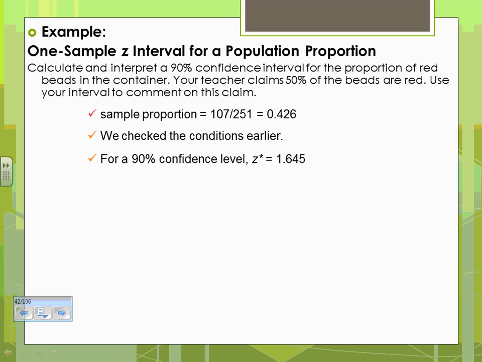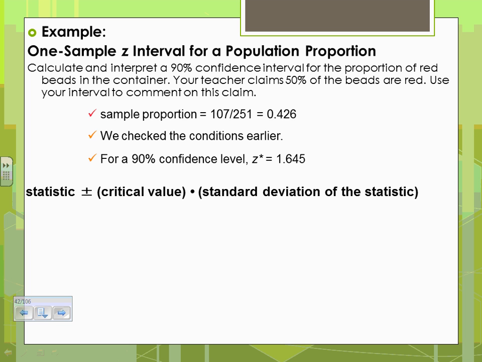Calculate and interpret a 90% confidence interval for the proportion of red beads in that container, and your teacher claims that 50% of the beads are red. Use your interval to comment on this claim. So we're going back to our beads. We said we had 107 out of 251, and we checked our conditions earlier and we were good. Now we need to find our critical value for a 90% confidence level. If we go to our table, above the 90%, we can see it's 1.645.